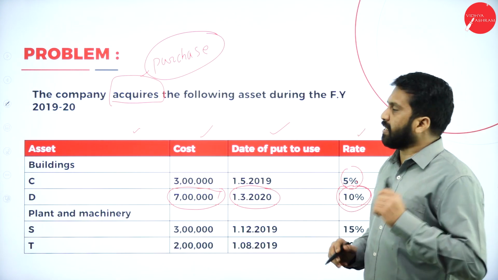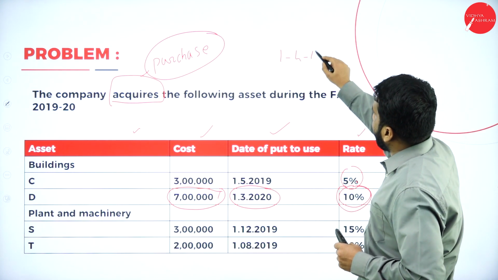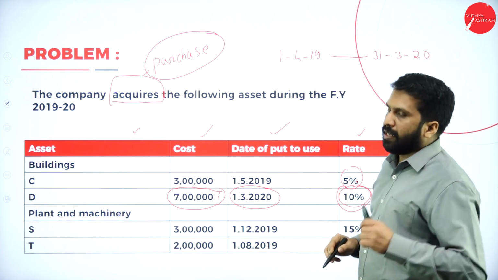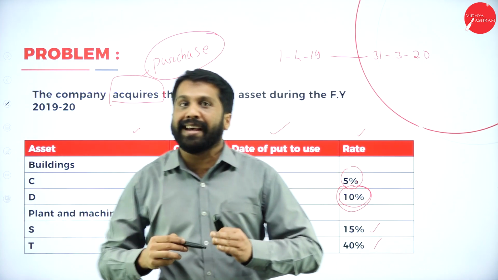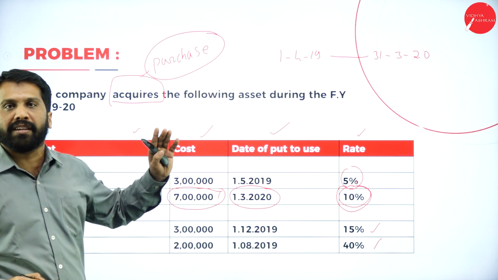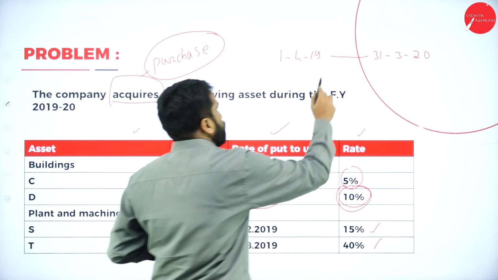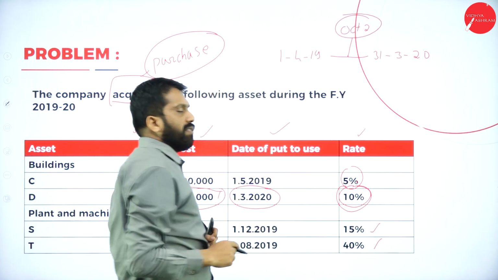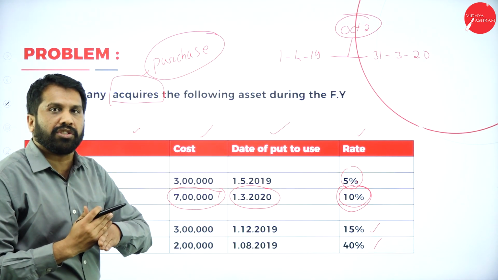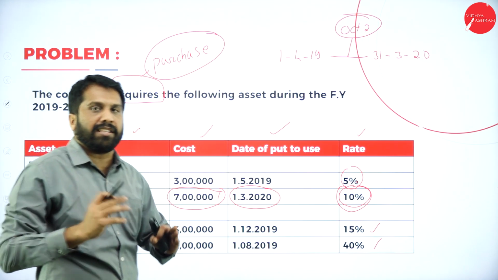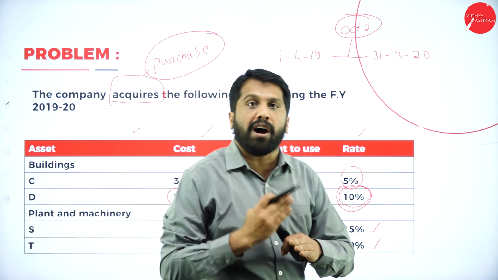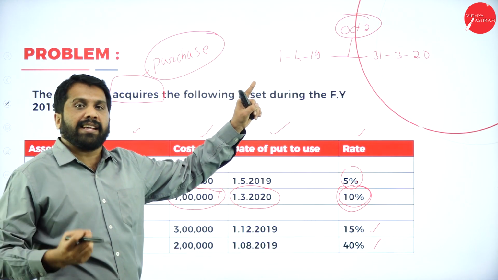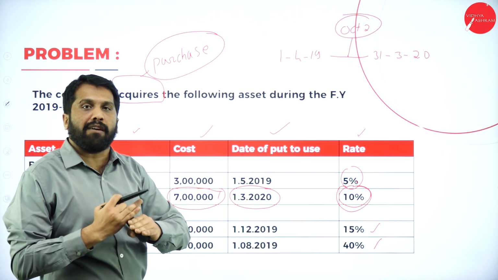1/3/2020. Your year begins when? 1/4/19 to 31st March 20. It begins on 1/4/19, ends on 31st March 20. Now, anything which is purchased on October 2nd onwards, it will be what? Half depreciation. After October 1st, anything you purchase, we call it half depreciation. Remember, Gandhi Jayanti is when? October 2nd. Anything purchased after Gandhi Jayanti, half depreciation.